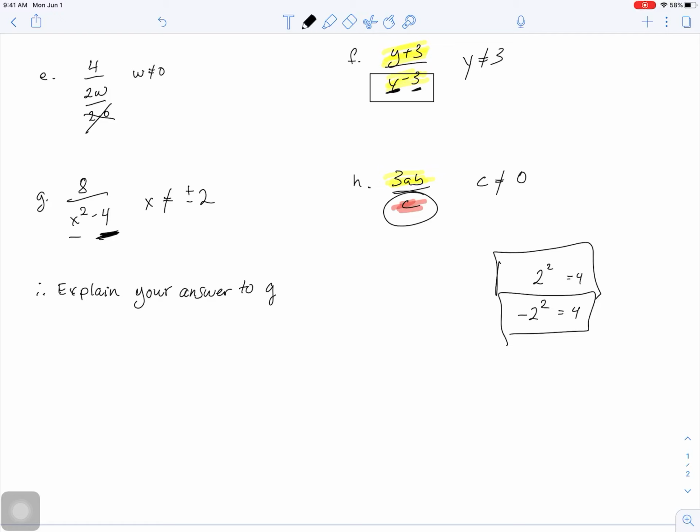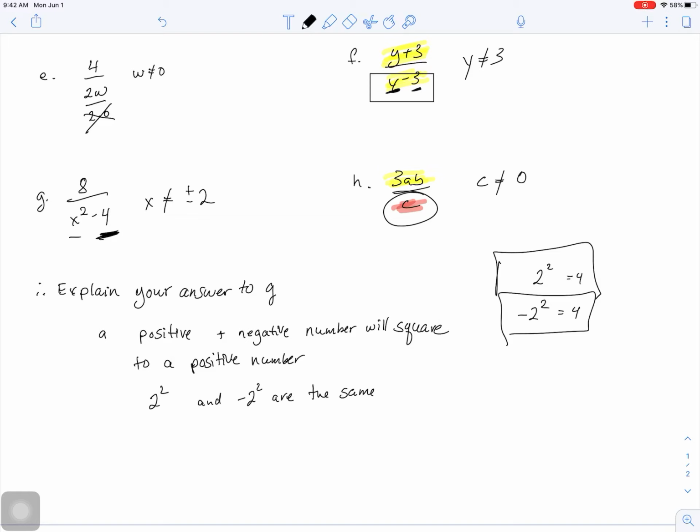And for our last one, I, it says explain your answer to G. And that's fairly straightforward in that positive and negative numbers will square to a positive number. 2 squared and negative 2 squared are the same number.